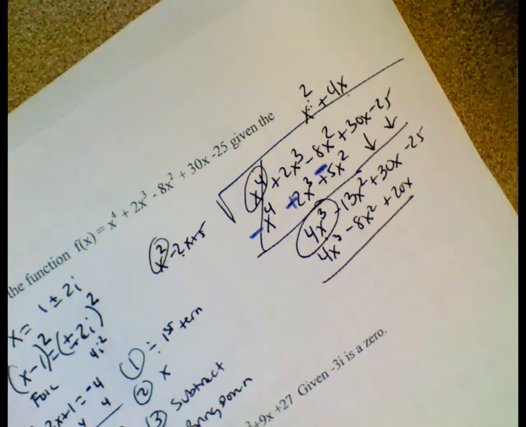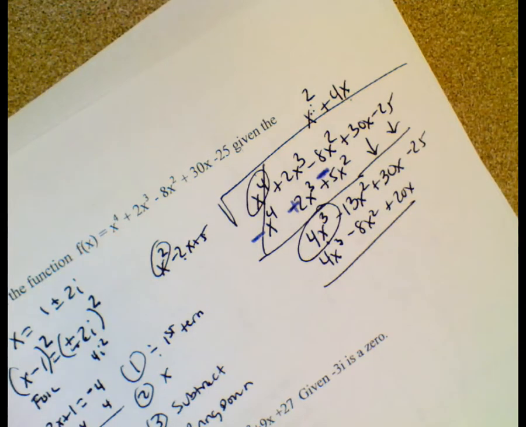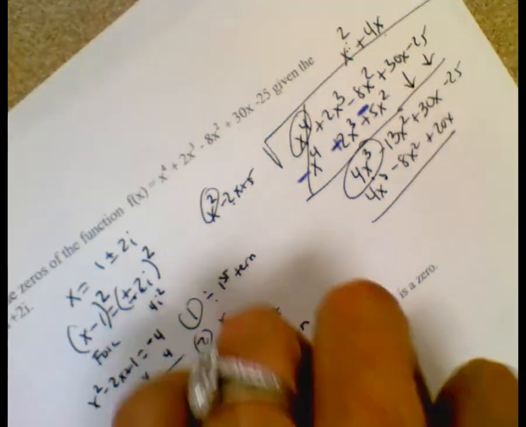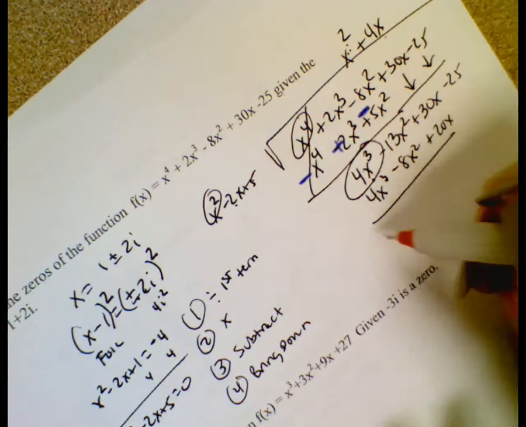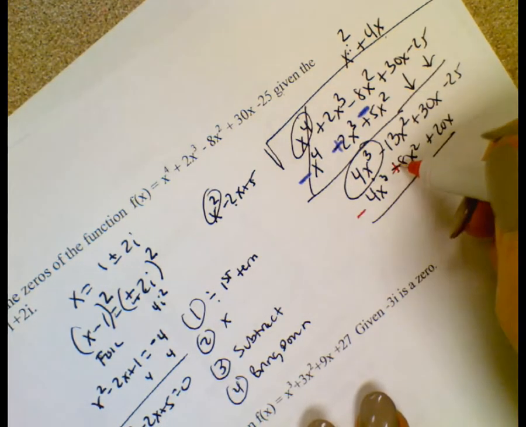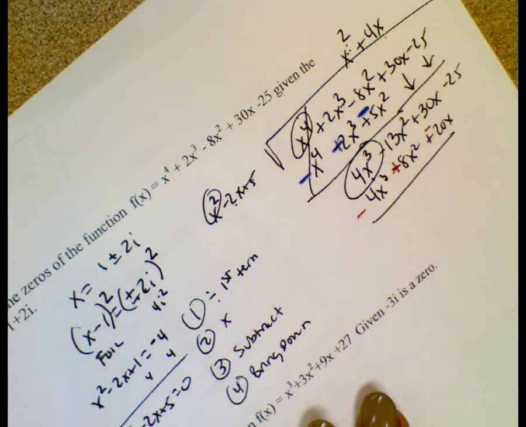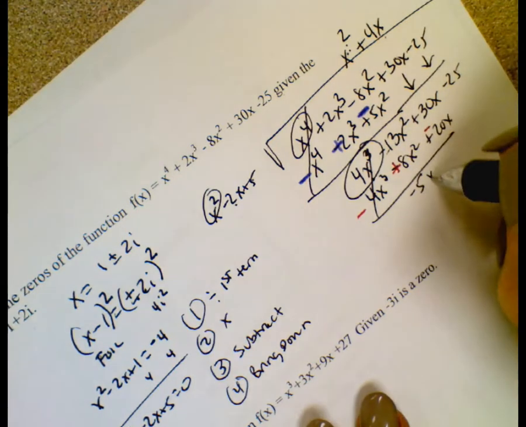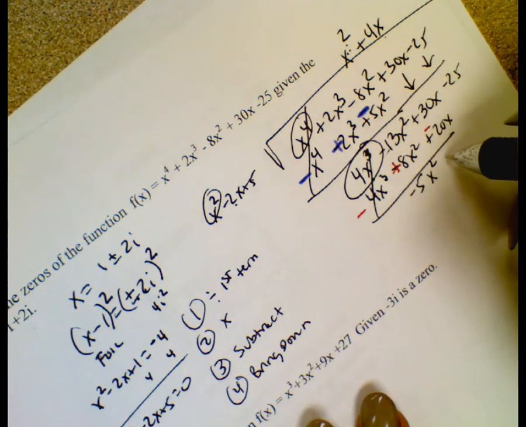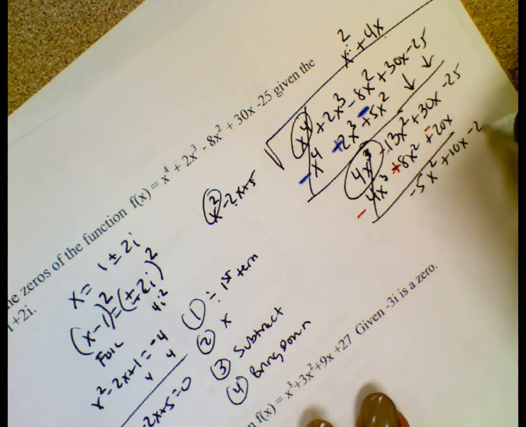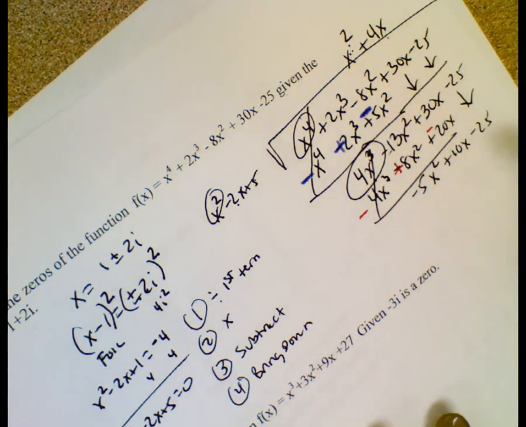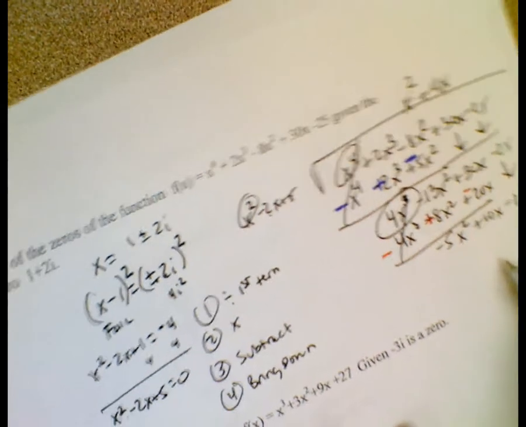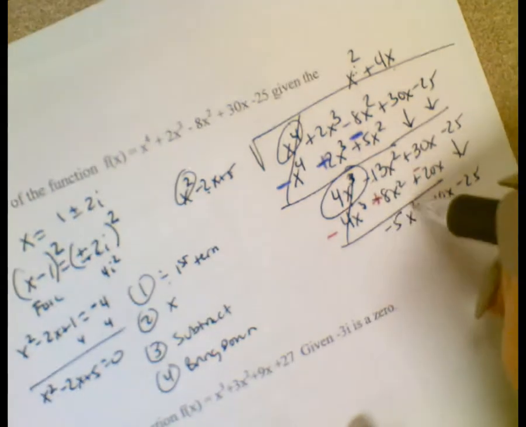We're going to subtract. So when you subtract, I'm going to do it with a red marker this time. When you subtract, this is minus, plus, minus. So add. Negative 13 plus 8 is negative 5. 30 minus 20 is 10. Bring down 25. So this is the new dividend now. So now we're going to divide one last time.